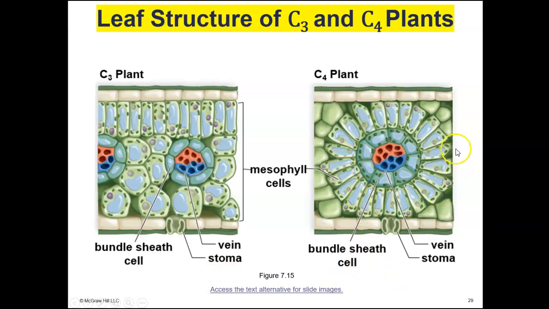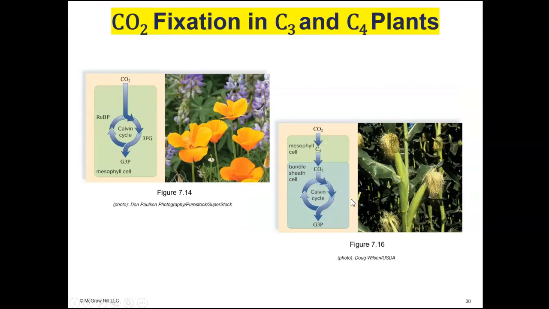In the mesophyll cells, this is where carbon dioxide combines with PEP to form oxaloacetate, which is a 4-carbon molecule. That's where the C4 comes from. That occurs here. And then in the bundle sheath cells, that is where the Calvin cycle reaction occurs, where the oxaloacetate, the C4 molecule, is broken down and releases carbon dioxide. That carbon dioxide is converted to G3P in step 2, called carbon dioxide reduction.